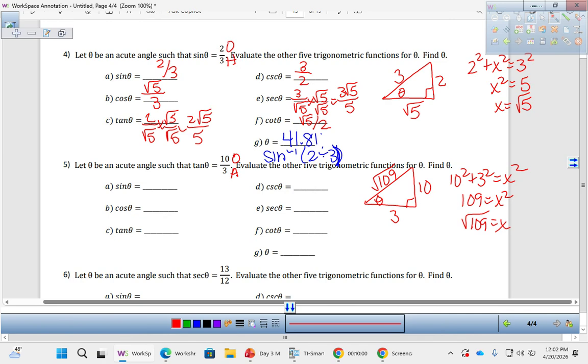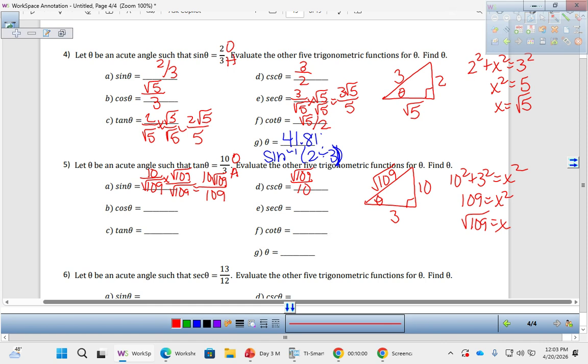So sine is the opposite leg over the hypotenuse leg. And cosecant is flipping that, so I'm just going to flip it before I rationalize. But I do have to rationalize the sine, because I can't have the root 109 in the bottom, so I'm multiplying the top and bottom by root 109. So I end up with 10 root 109 over 109.